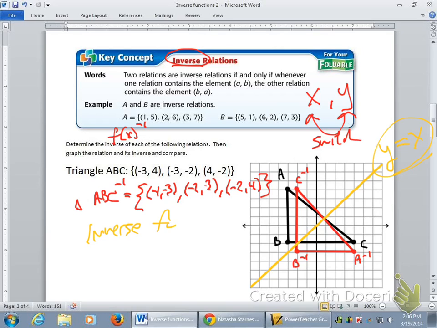Inverse functions reflect over the line y equals x.